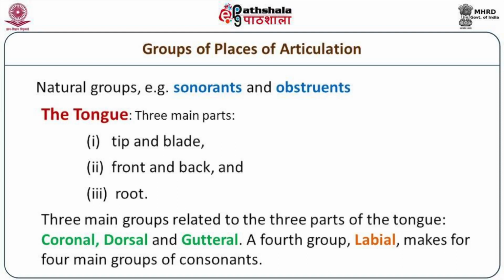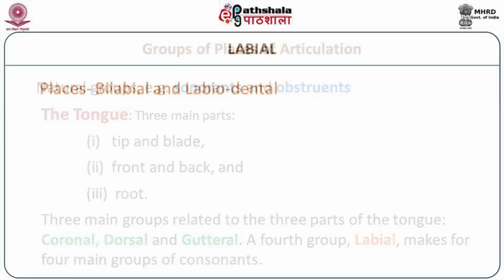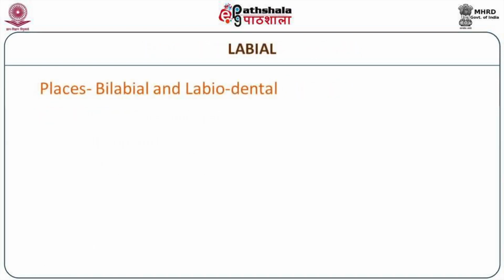Dorsal consonants are those in the production of which the front and the back of the tongue are involved. And guttural consonants are those in the production of which the root of the tongue is involved. There is a fourth group, namely labial, and together coronal, dorsal, guttural, and labial make four main groups of the places of articulation. We take a look at them one by one. We will begin with the labial sounds.